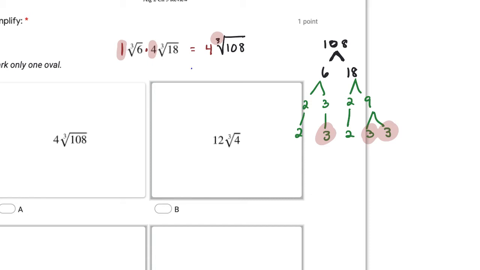So when you bring it outside, you multiply it with the 4. So 3 times 4 is 12. Cube root, and what's left inside? This 2 and this 2. So 2 times 2, 4. There is our simplest radical form.